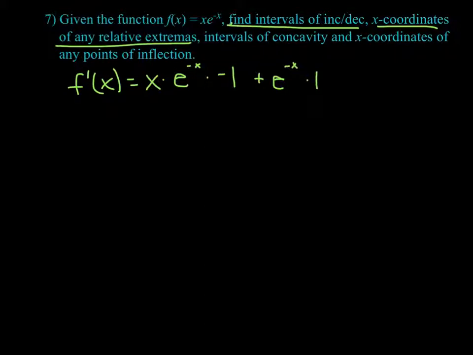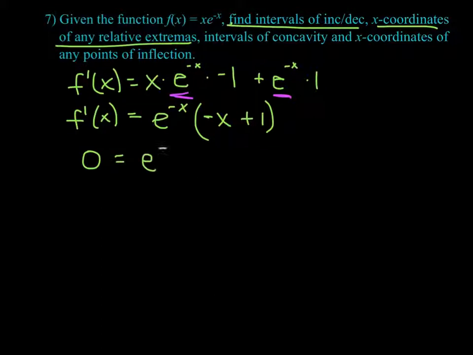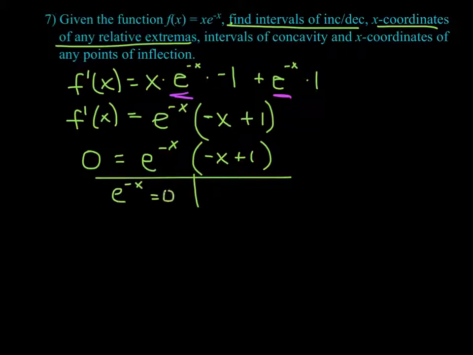Okay, if I wanted to clean that up one step, I could notice that both the left-hand and right-hand sides of my plus sign have an e to the negative x. And so I should be able to factor that out. So e to the negative x gets factored out, and what's left behind is negative x plus 1. And so if I want to find my critical values, I set each of these factors equal to 0. So I have e to the negative x equals 0, and I have negative x plus 1 equals 0.